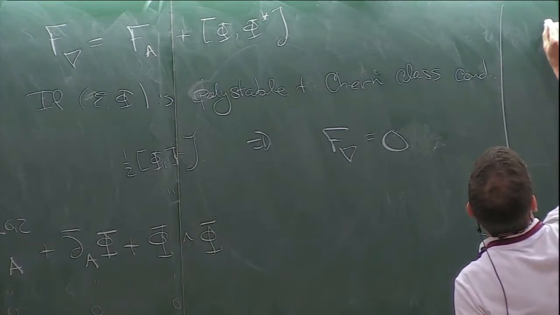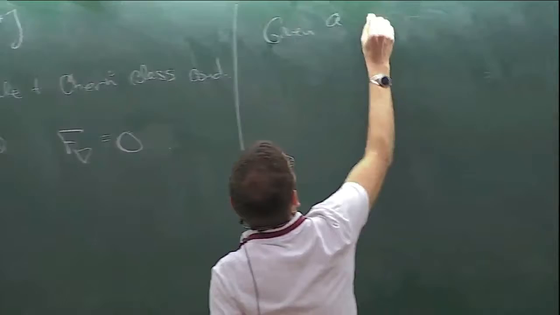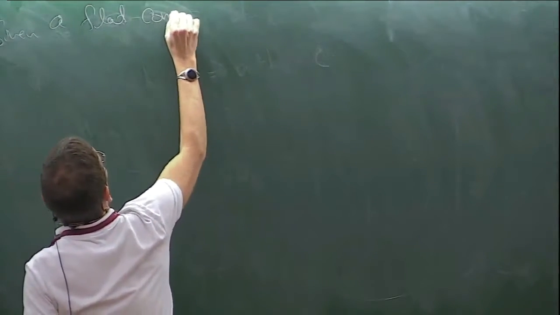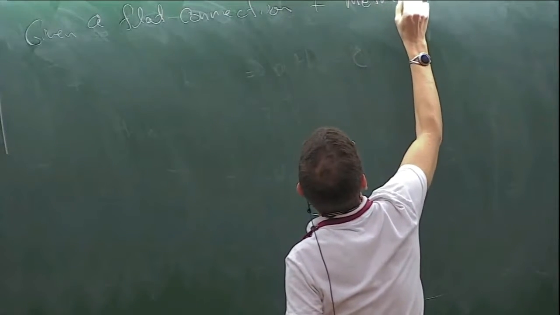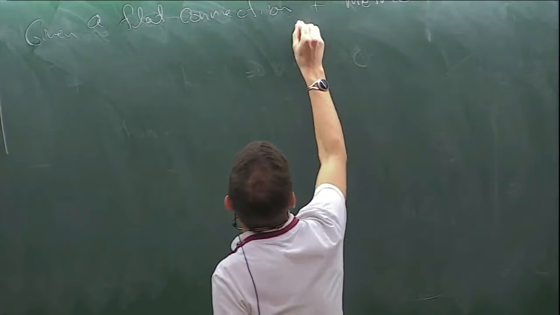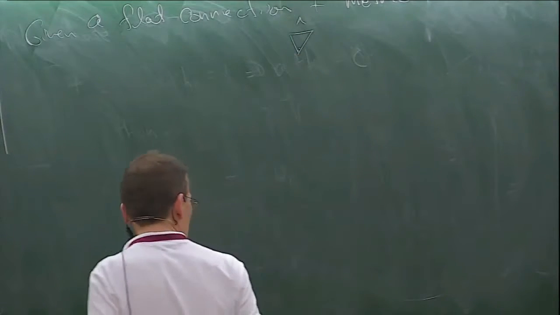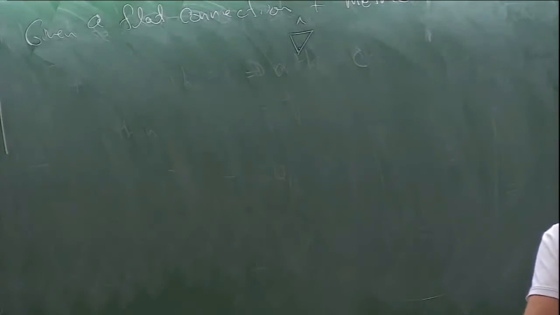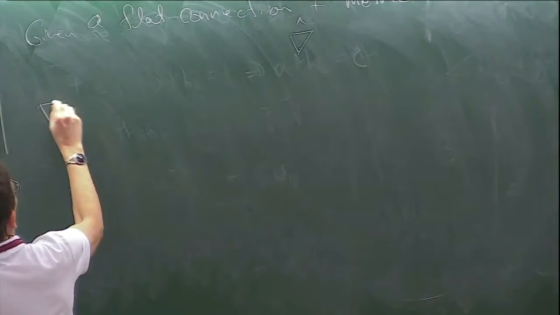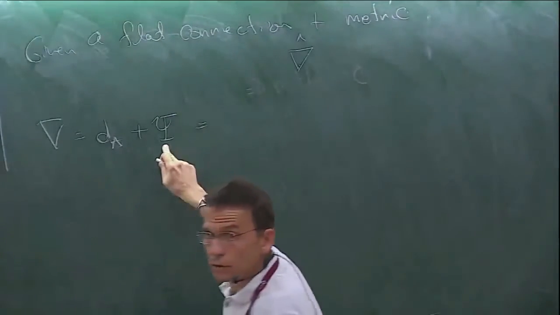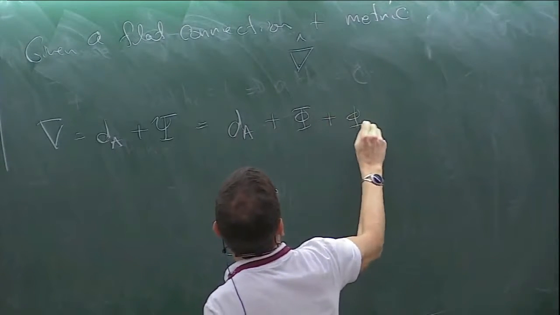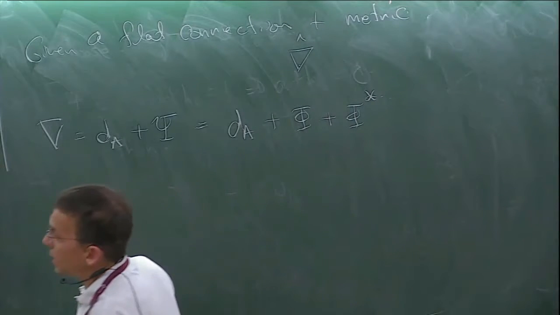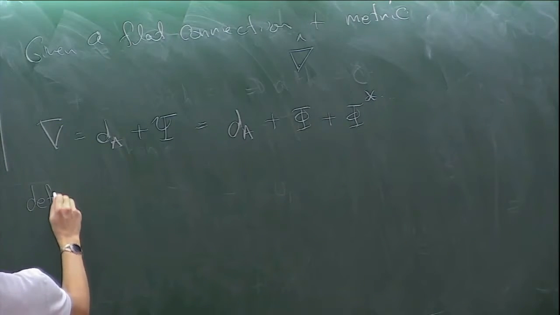So conversely, given a flat connection plus a metric. So flat connection, say lambda, sorry. Then, as I said before, we can write this as dA plus psi. And calling phi the 1,0 part of psi, I can write this as dA plus phi star. Okay? And then I can define the G as before.